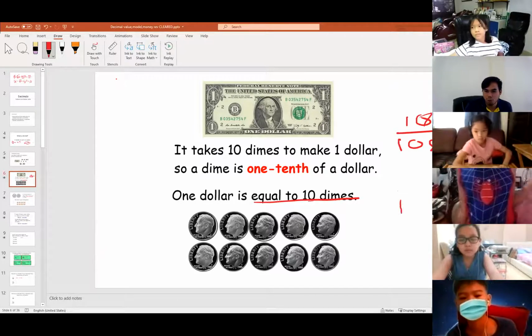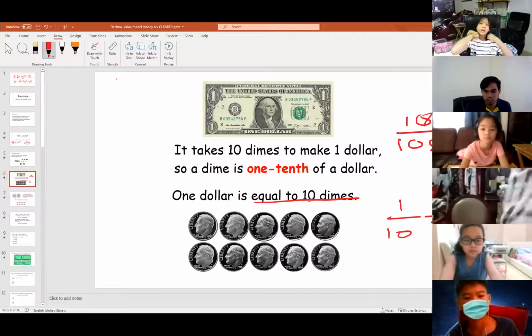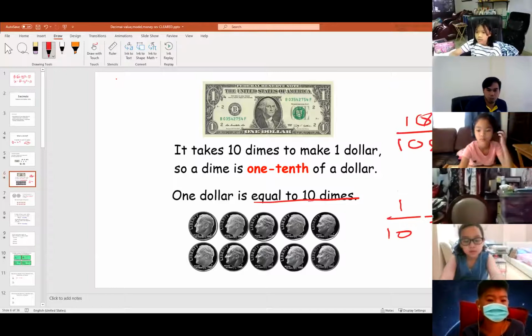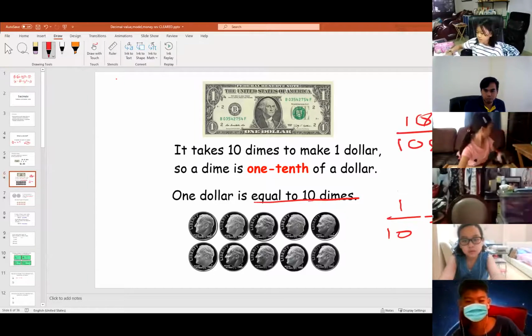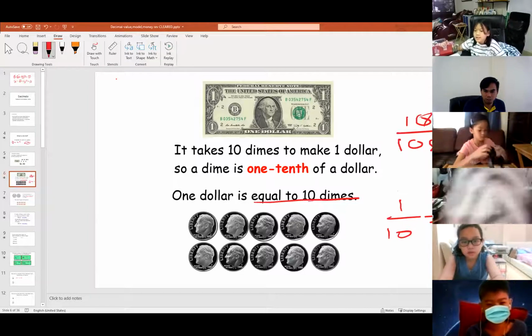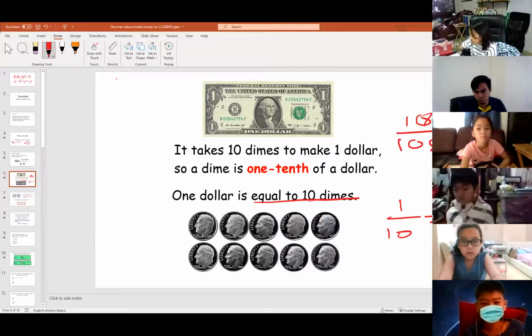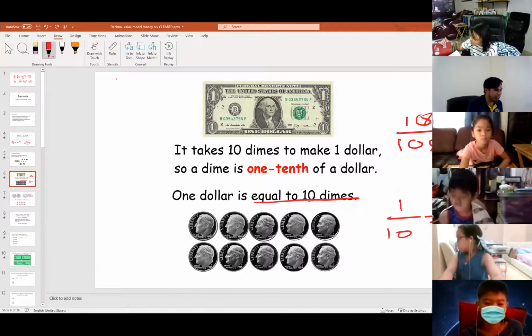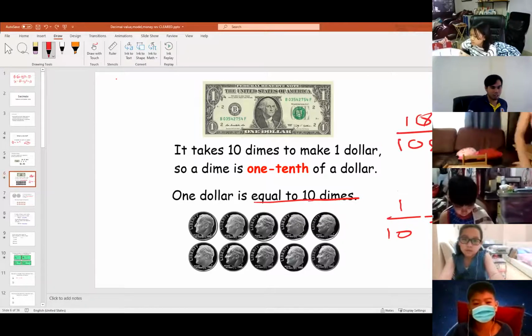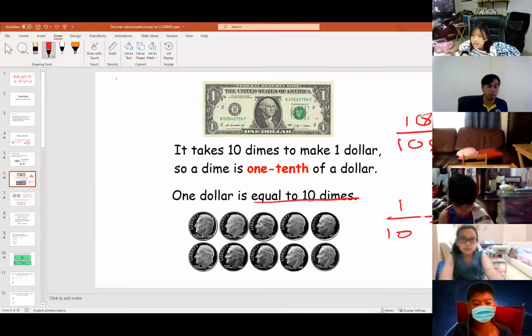Okay, so 1/10 in decimal. Does anyone know how to make this fraction into decimal? What's the decimal form of 1/10? 0.1. Yeah, that's correct. How many of you are confused? I bet this is a bit hard to understand, right? It's hard to change fractions into decimals. But we'll learn about it later as we move on.